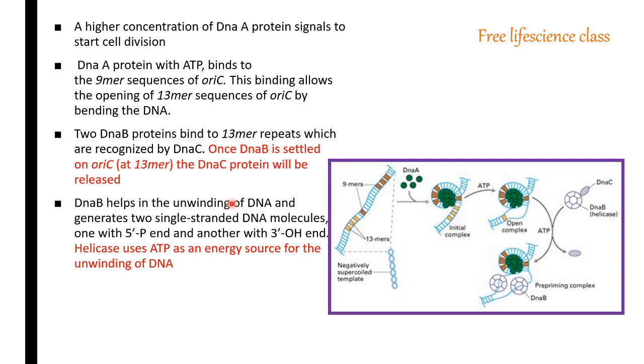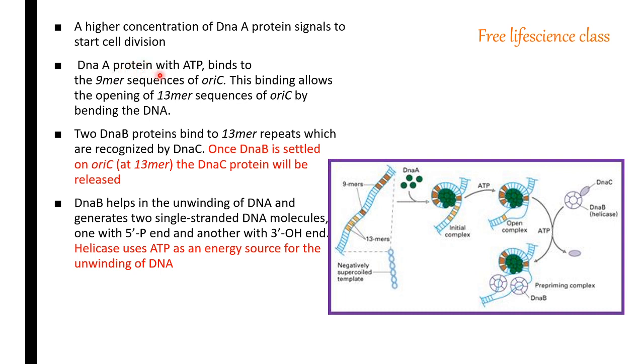We have discussed the proteins that are involved in the initiation step. The first protein is DnaA protein. This DnaA protein gives signals to start cell division because it recognizes the origin of replication. So when it recognizes the origin of replication, it gives signals to the cells to start cell division. This process requires energy.